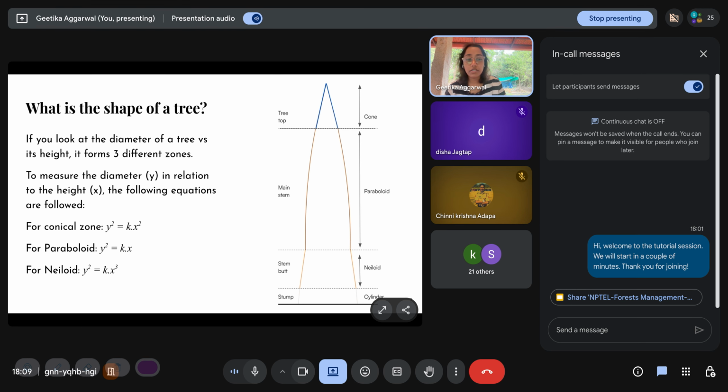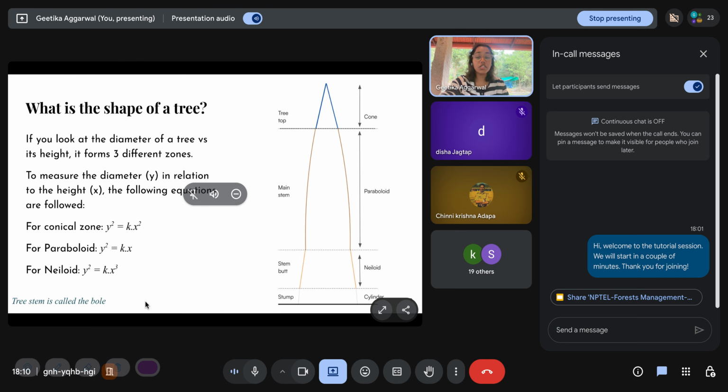And to measure the diameter, if you give it by x in relation to the height, for the three different zones, you follow these three different formulae. So basically, how the diameter of a cone is related to the height of the cone. For the conical zone, you measure it as y square is equal to kx square. Here we are putting square just to keep it uniform across the equations. Then for a paraboloid, y square is equal to kx, where the diameter is related to the height to the first power and not to the second power of height. And there's neiloid, which is the one at the bottom here, and this follows the equation y square is equal to kx cube.